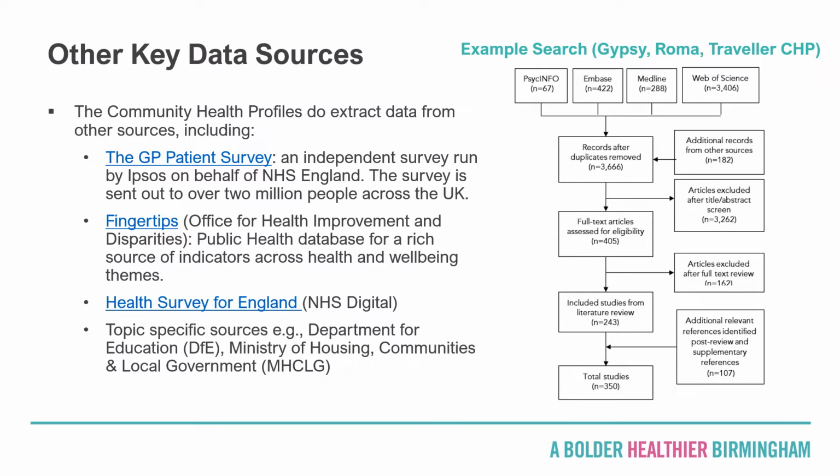Now you can see on the right-hand side of this slide an overall search strategy that formulated our Gypsy, Roma, Traveller community health profile. So from that initial Ovid search, where it's outlined the PsycInfo, Embase, Medline and Web of Science resources, plus that snowballing and the additional data sources from those other healthcare databases, identified a total of 3,666 initial resources. Once we had gone through all of these resources and checked for viability, whether or not they were appropriate and whether or not they were relevant to the topics included in the profile, we ended up with a total of 350 resources included in this one profile.